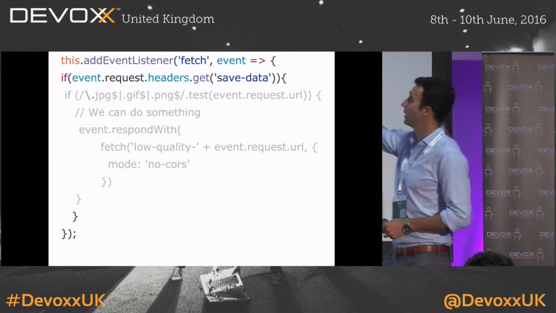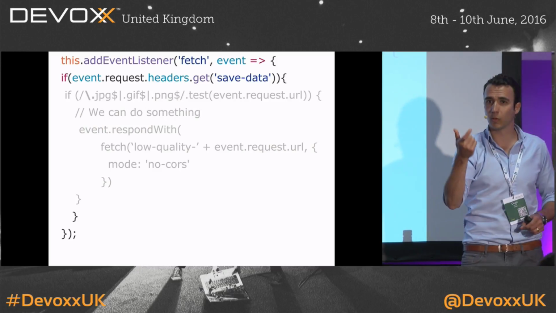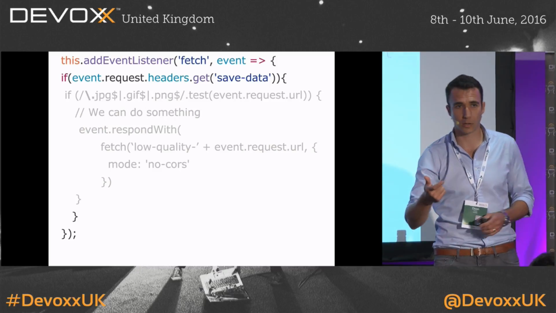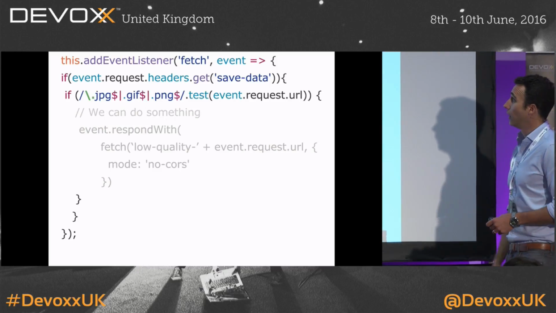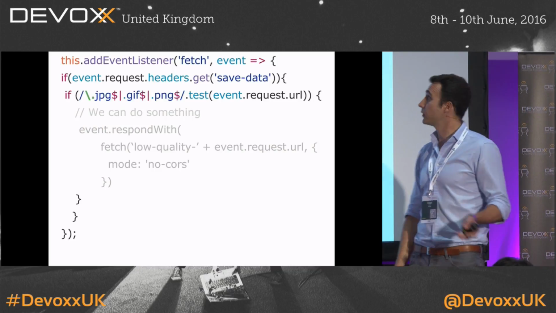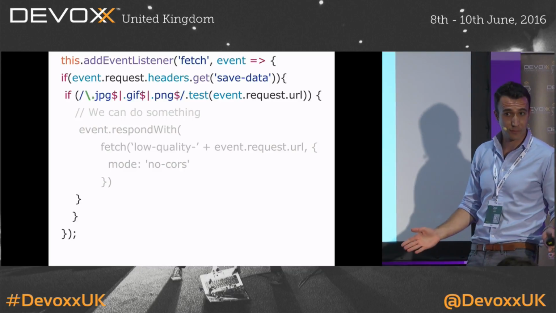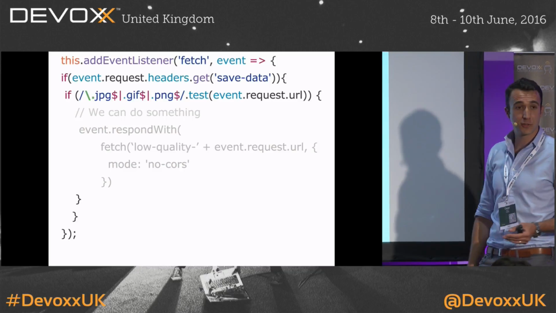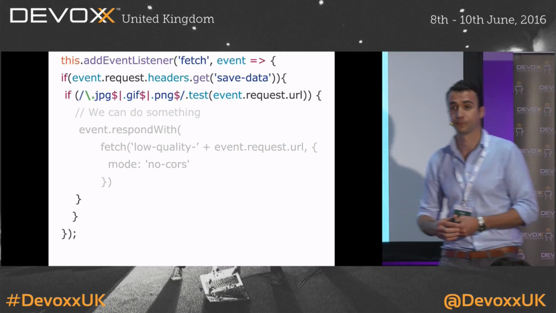I can inspect every header on that request and say, does one of them contain the save data header? Okay, cool, it does. In that case, what I want to do is find all the images. Are they JPEGs? Are they GIFs, or GIFs, however you prefer? Are they PNGs? And with that URL, what do I want to do?